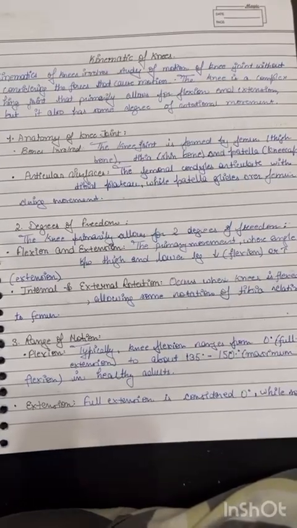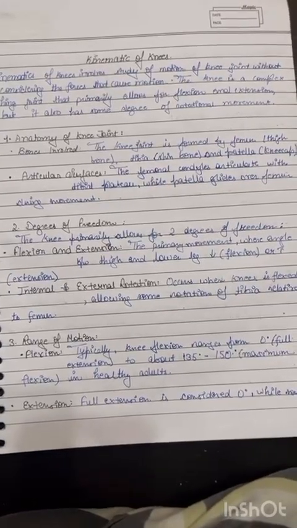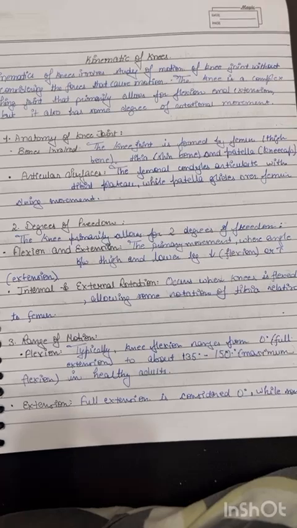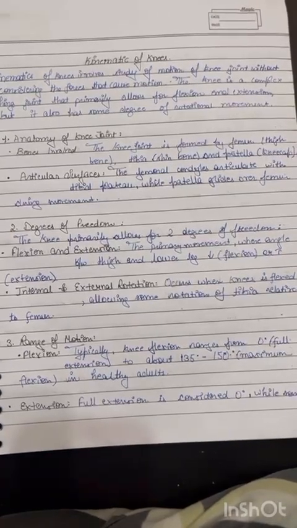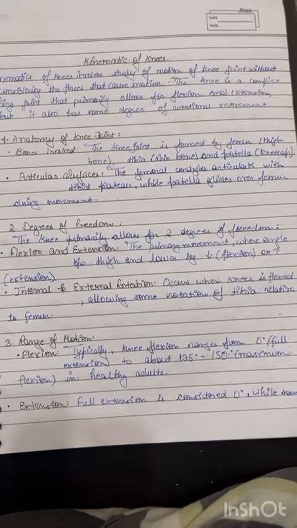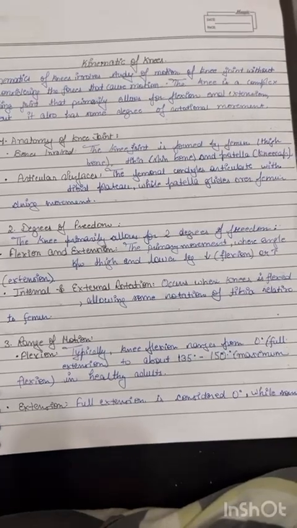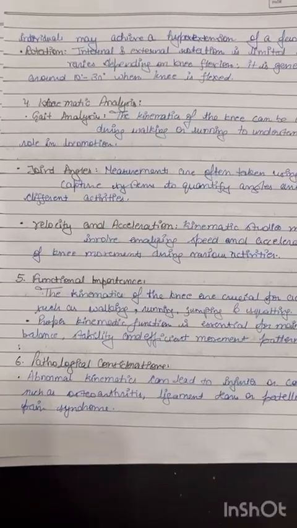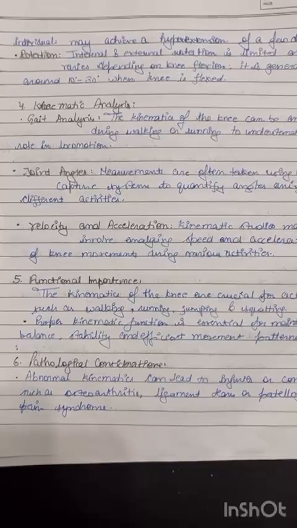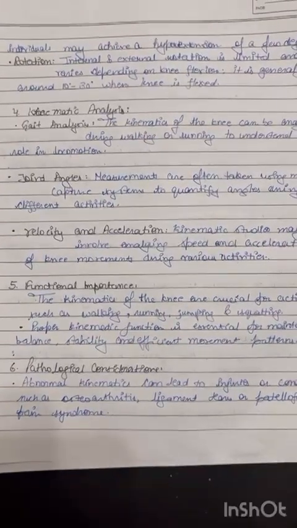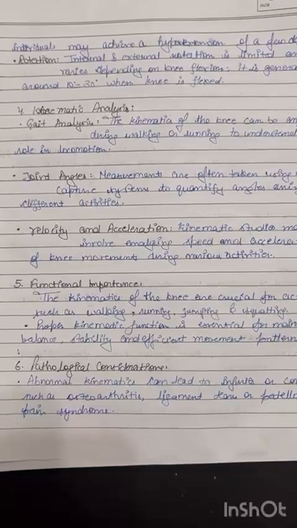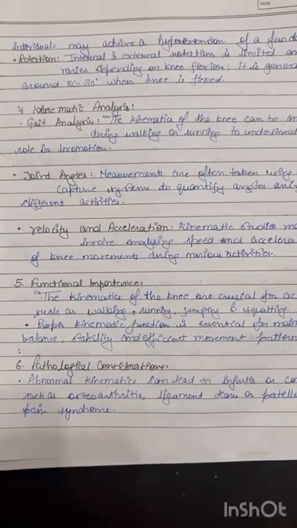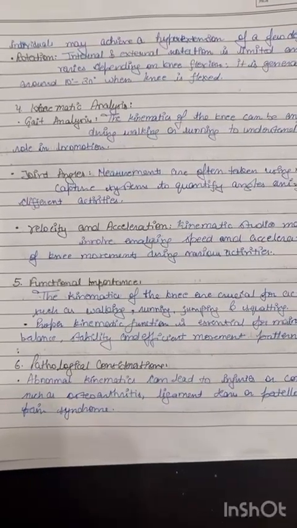Range of motion. Flexion: typically knee flexion ranges from 0 degrees to about 135 to 150 degrees, which is the maximum in healthy adults. Extension: full extension is considered 0 degrees, while some individuals may achieve a hyperextension of a few degrees. Rotation: internal and external rotation is limited and varies depending on knee flexion. It is generally around 10 to 30 degrees when the knee is flexed.